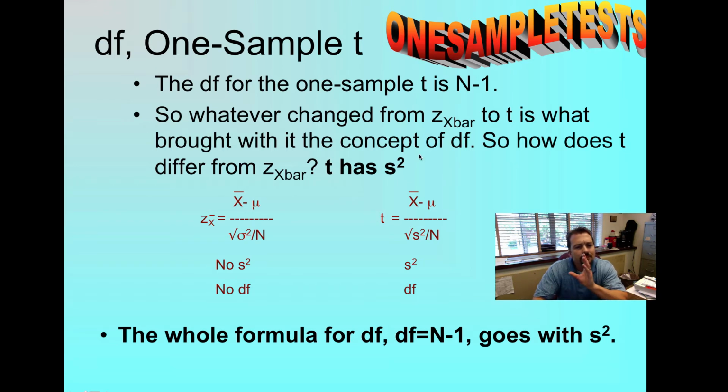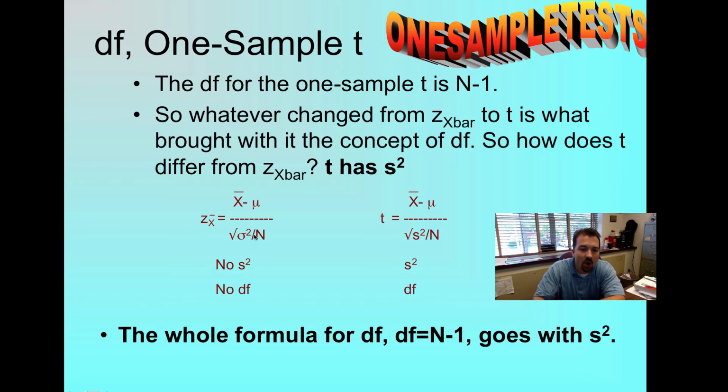So maybe you're asking yourself, if you're particularly astute, what the heck changed from the Z formula to the T formula that brought in the concept of degrees of freedom? We didn't have that before for the Z. How does T differ from Z? Well, it has s squared. I guess I did point this out before. Here is the Z formula, and here's the T formula. They're identical, except for this key component here.